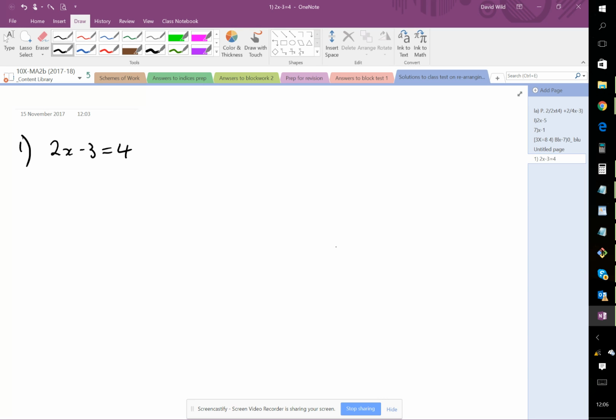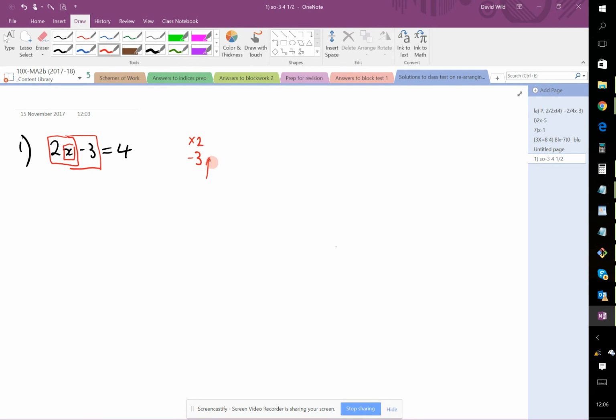Okay, so the first question is 2x minus 3 equals 4. Now, we did this sort of construction method before where we start with the x and we try and construct the expression that we've got. So if we do that, the first thing that we're doing is to multiply by 2, and that will give us this. So we multiply by 2, and then after that we're going to subtract the 3, and that will give us this whole block.